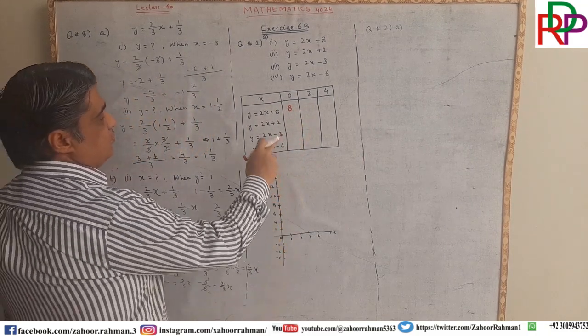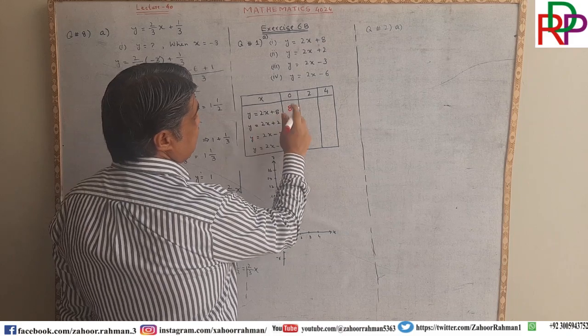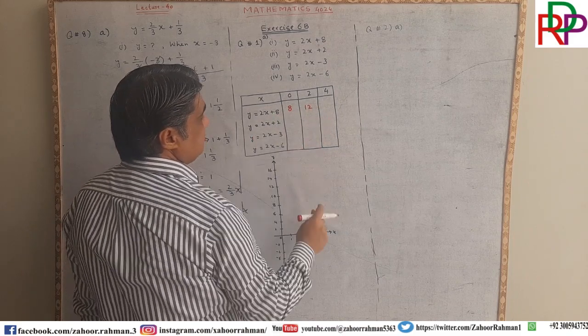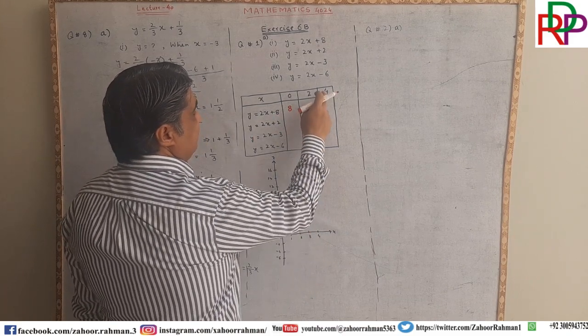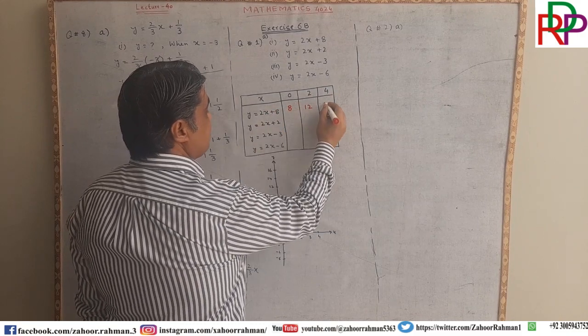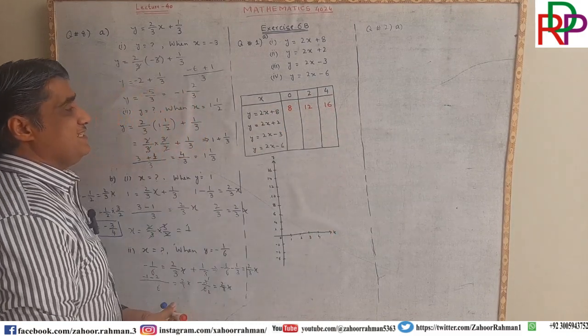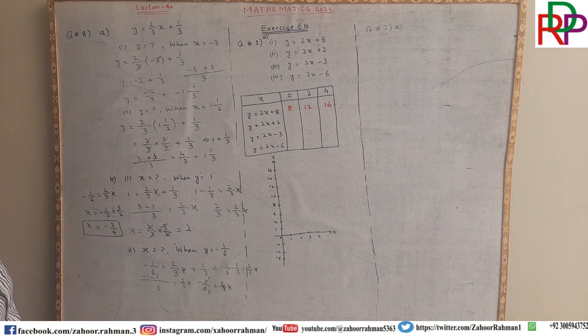And when we get 2 twos are 4, 4 plus 8, it will be 12. And then 8 plus 8, so it will be 16. Put the value of x and get the corresponding value of y.